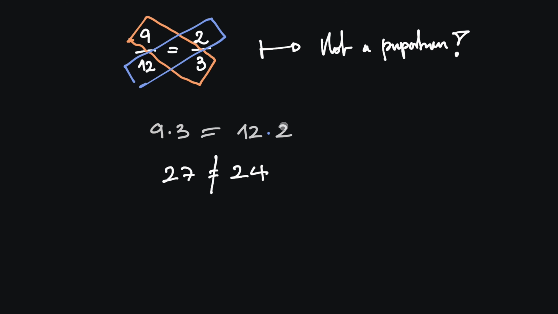What if we change it? What if maybe we don't have this? Let me erase all this. Maybe we made a mistake, and maybe what we have is this: maybe we have 9 to 12, and it's equal to 3 to 4.